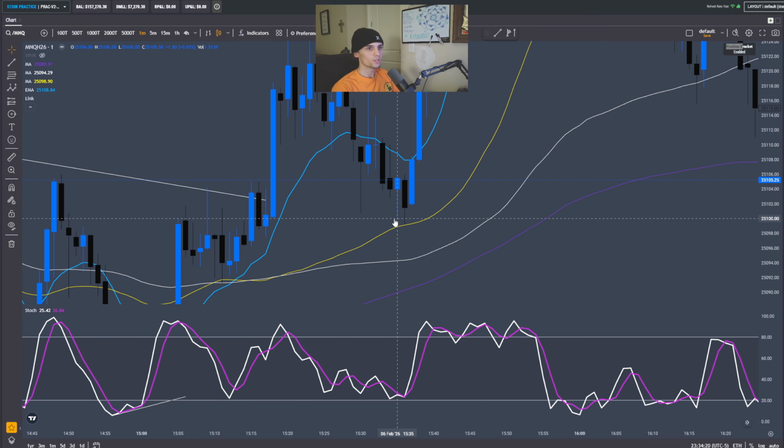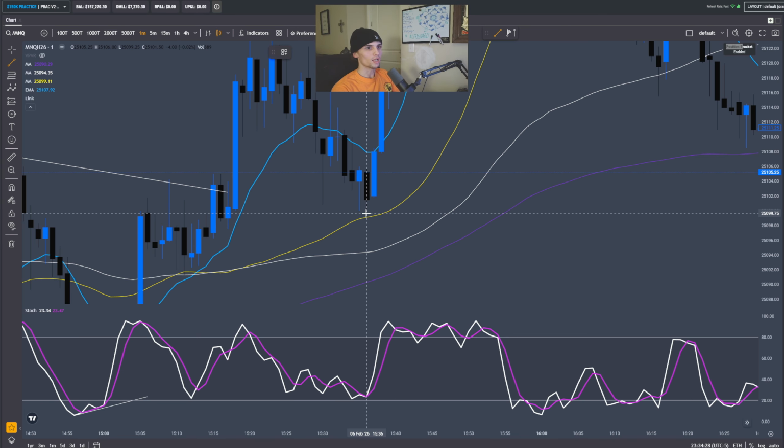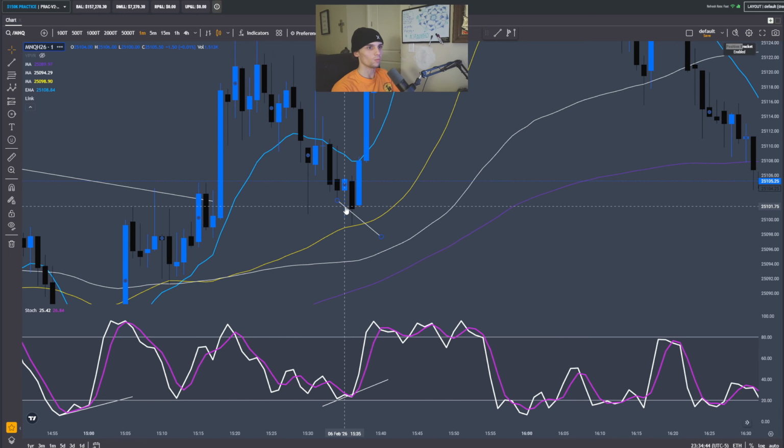So also, this is another example right here on the stochastic. This is actually a pretty decent one also. We are bouncing off the 50. The yellow line right here is the 50 SMA, and we're actually bouncing off of it, making a divergence on the price and the stochastic. Price is coming down further with the bottom wicks, and stochastic is starting to rise.